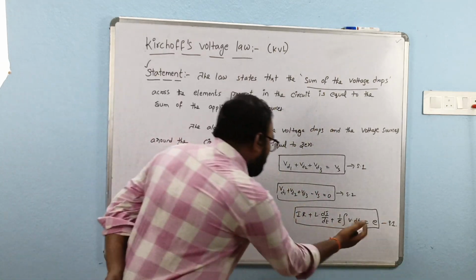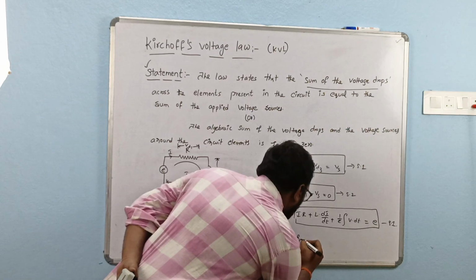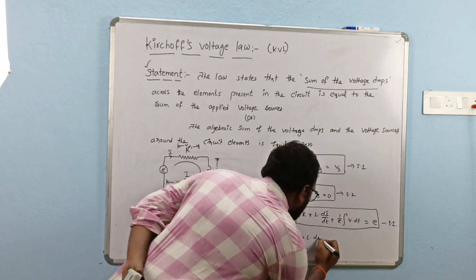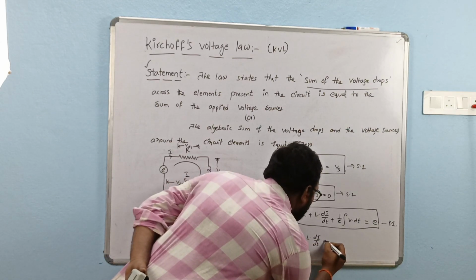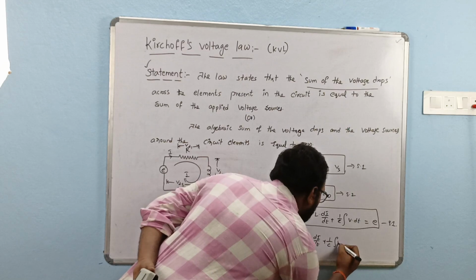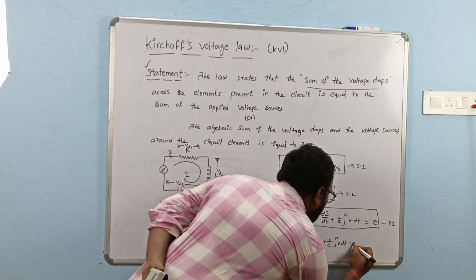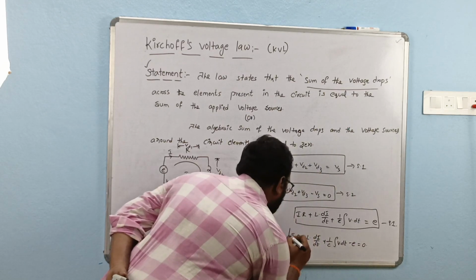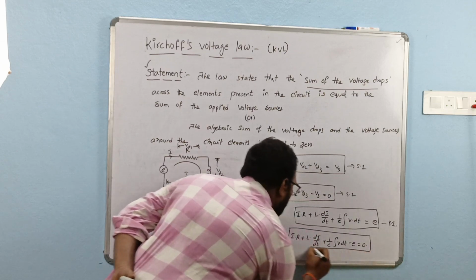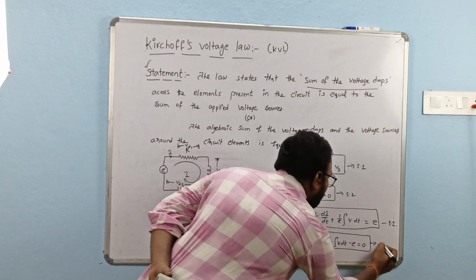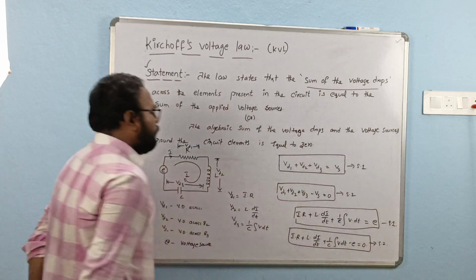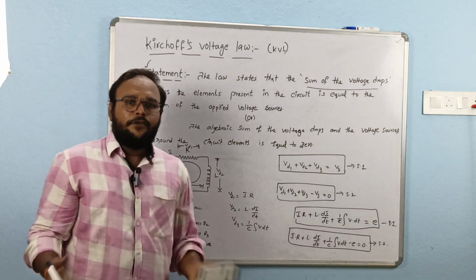While coming to statement 2, very simple. I into R plus L into di by dt plus 1 by C integral of i into dt minus E equal to 0. This is for statement number 2. That's all about Kirchhoff's voltage law.